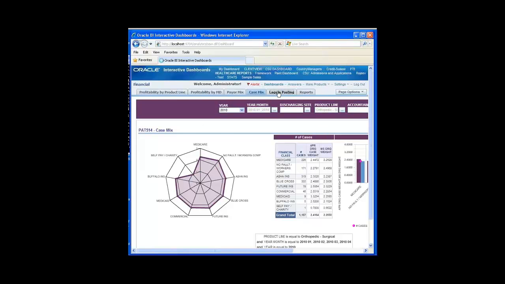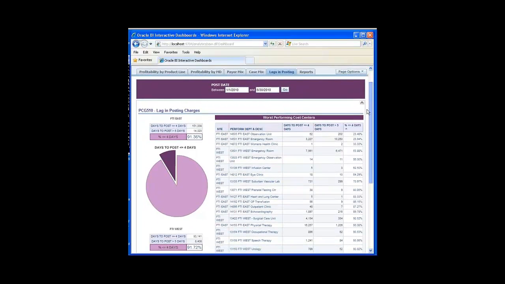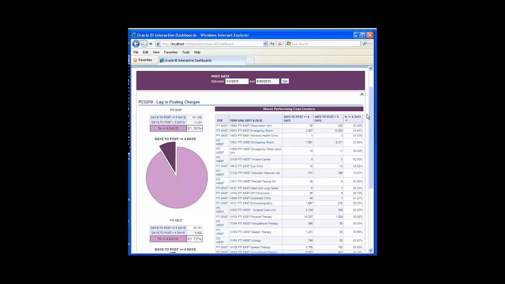Okay. One of the feeds we take in is your charge detail feed. And so we take in all the granularity of what the supplies were that were used, your room charges, your visit charges, all of that type of activity. And what comes along with that charge feed is a post date and a date of service.